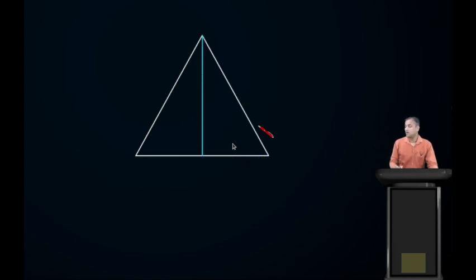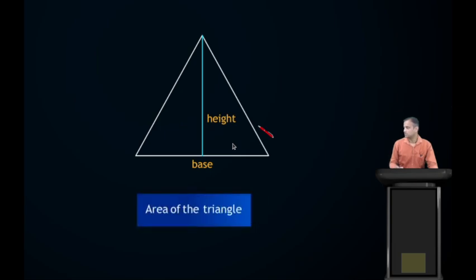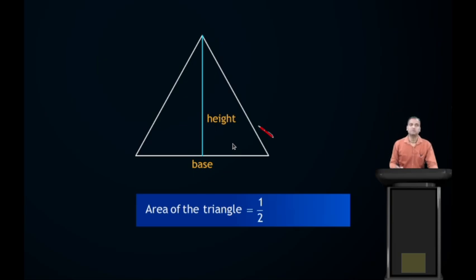But how can we find area in coordinate geometry? Let's see. So this is a triangle, this is height and this is called base. So if we have to find the area of the triangle, it can be written as 1 over 2 base into height. But what if the points of the vertices are given and we have to find the area in coordinate geometry?